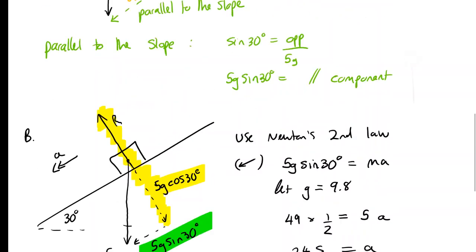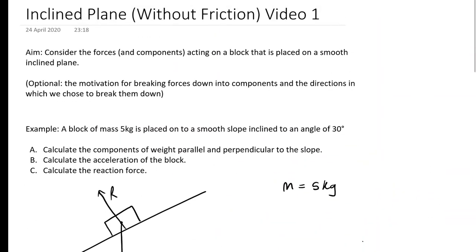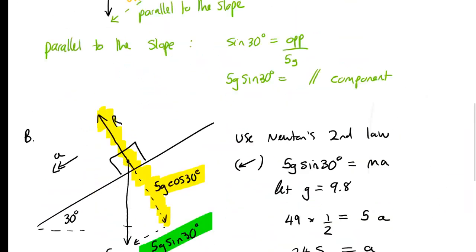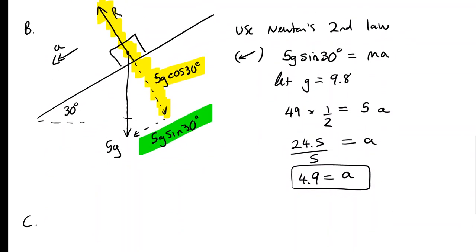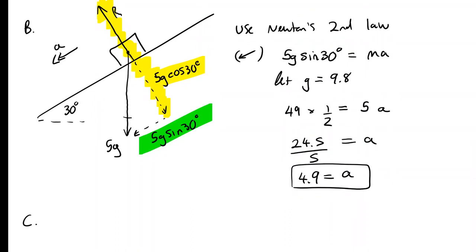Okay, let's look back at part C. Calculate the reaction force. So the reaction force acts entirely perpendicular to the slope, so we should apply Newton's second law perpendicular to the slope. You can see previously we applied it parallel to the slope, now we're moving on to look at perpendicular to the slope.